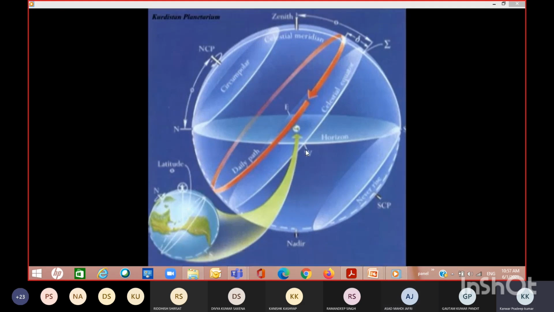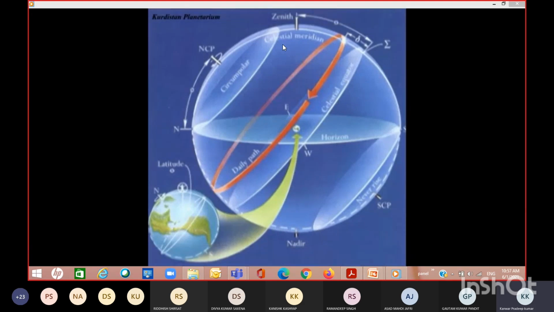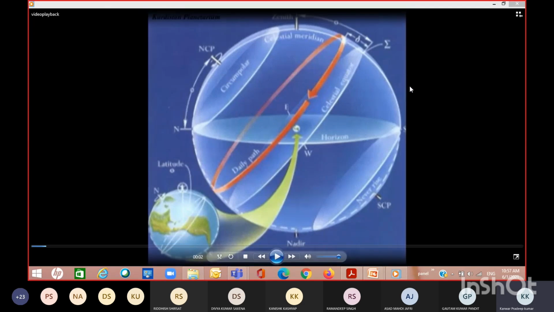The rest in between will be other degrees, no? 10 degree, 20, 30, 40. There will be only 90 and 270 degree and 0 and 180. Am I right? Yes or no? Yes, sir. So the vertical circle which is passing through the east and west points and the nadir and the zenith is called the prime vertical. Very soon in another diagram you will understand if you have not understood this point.